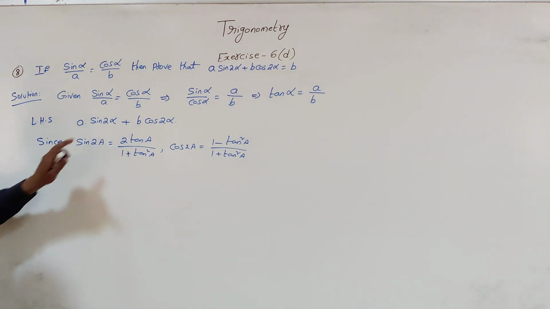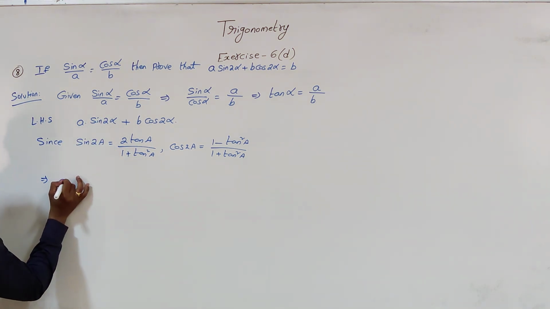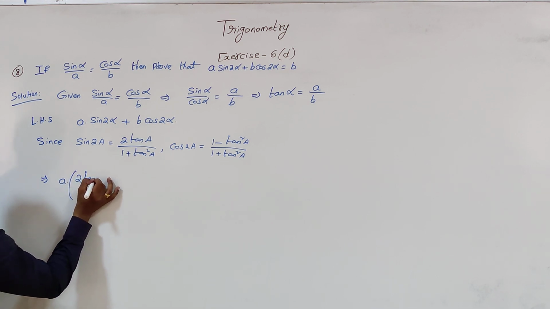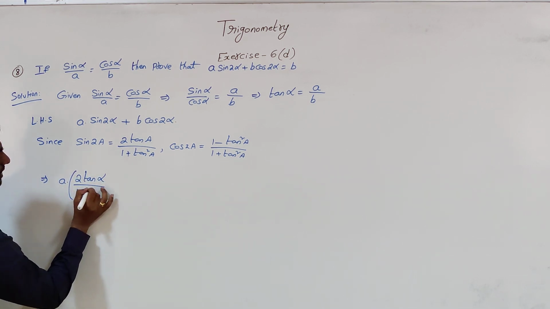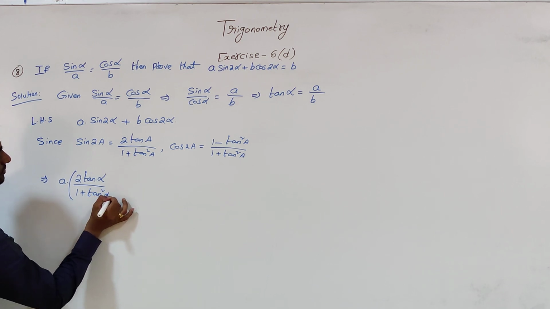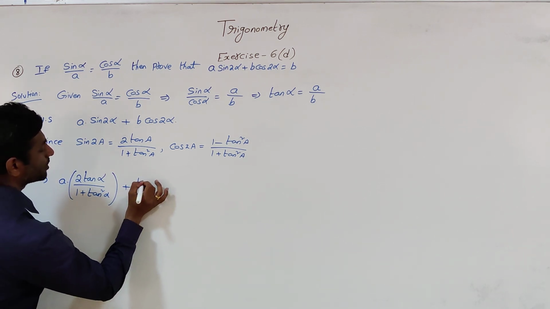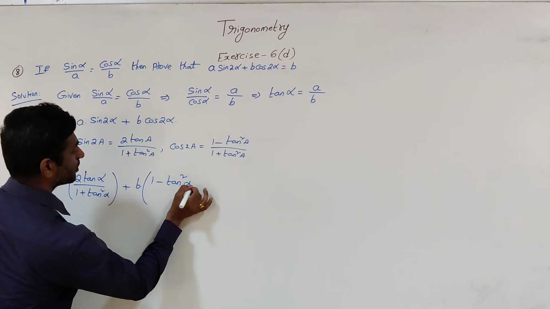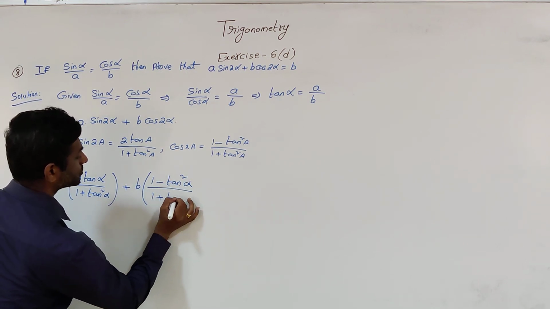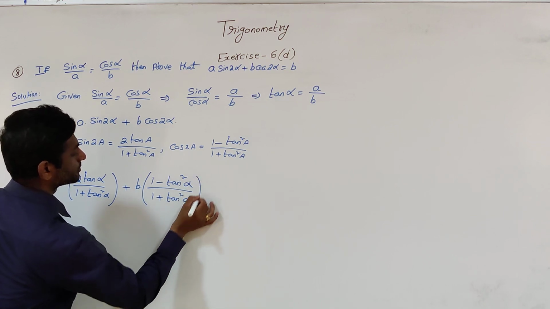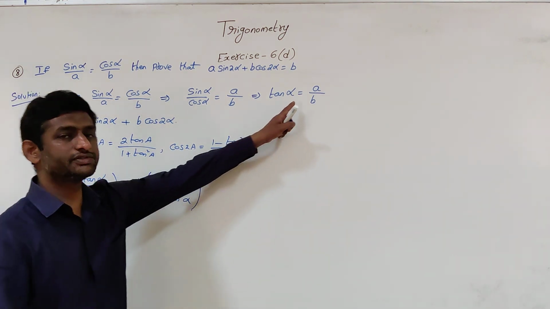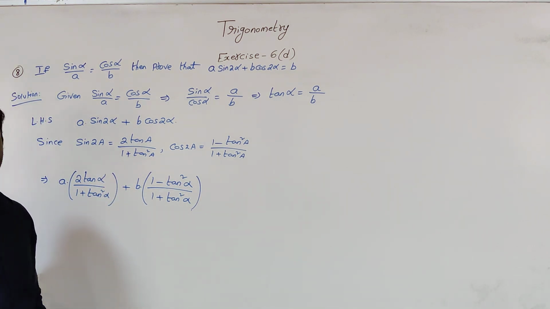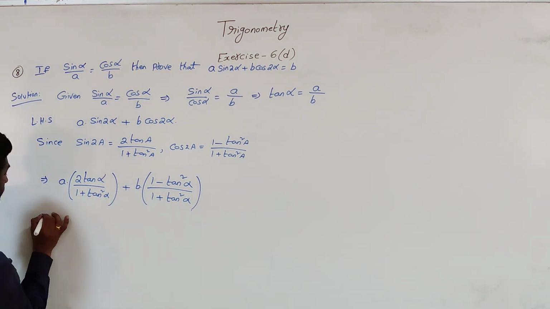Now we'll take this one. A times 2 tan alpha by 1 plus tan square alpha, plus B times (1 minus tan square alpha) by (1 plus tan square alpha). But what is the value of tan alpha? As we know, it is A by B. So substitute tan alpha as A by B wherever it is necessary.